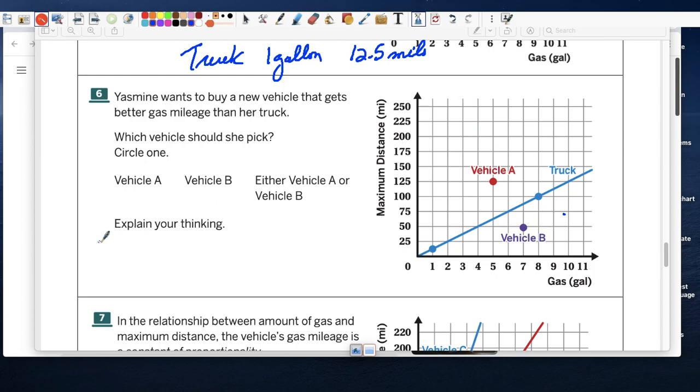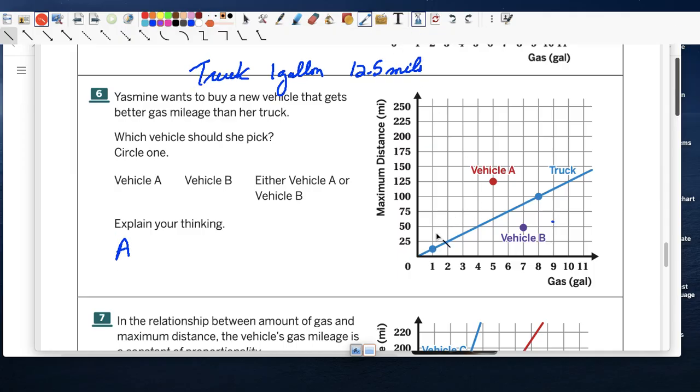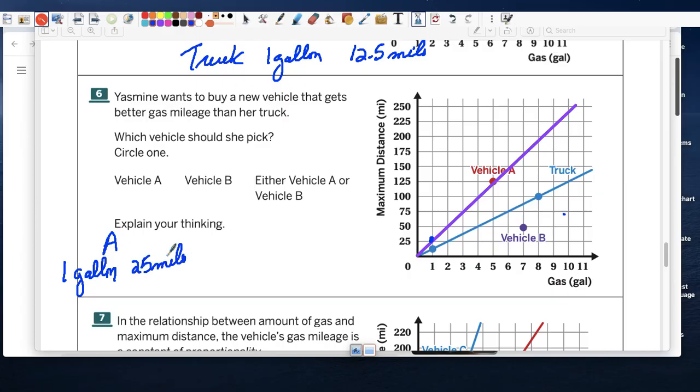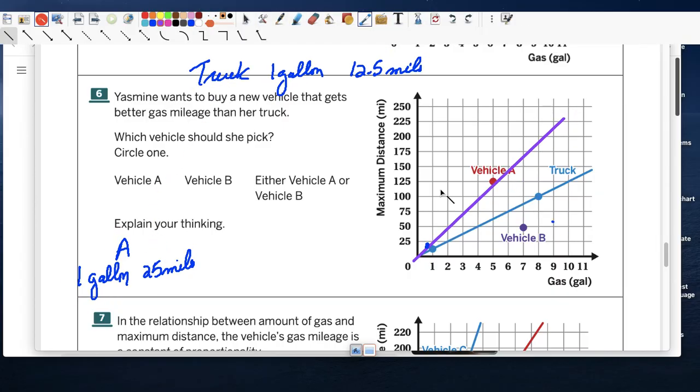How about vehicle A? So let me write vehicle A. Vehicle A, let me use a line. So if I were to connect, on the graph, can I find vehicle A's unit rate? Unit rate would be right here. So it looks in the graph that for vehicle A, 1 gallon gives me 25 miles. That's what it looks like. Let me draw another line for vehicle C.